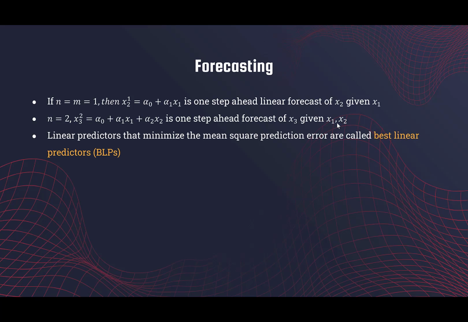Linear predictors that minimize the mean square prediction error are called the best linear predictors, or the BLPs. We have already looked at the mean square prediction earlier, but I did not introduce this new language. So the estimates that we get from minimizing the mean square prediction error are called the BLPs.